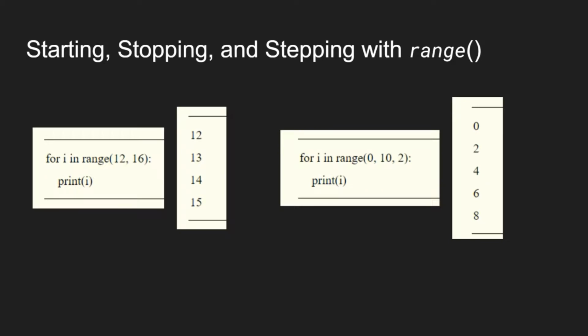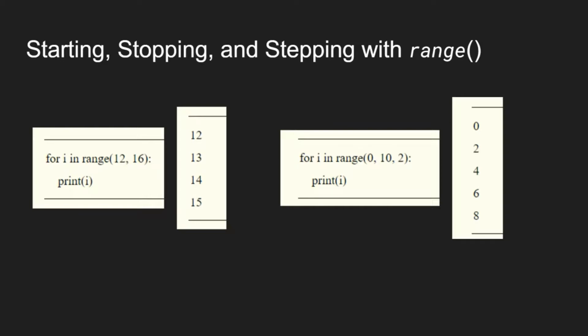Some functions can be called with multiple arguments separated by a comma, and range is one of them. This lets you change the integer passed to range to follow any sequence of integers, including starting at a number other than 0. So on the left here, we're starting at 12 and ending at 16, but not going to 16. So you get 12, 13, 14, 15. Remember, it doesn't include the last number.